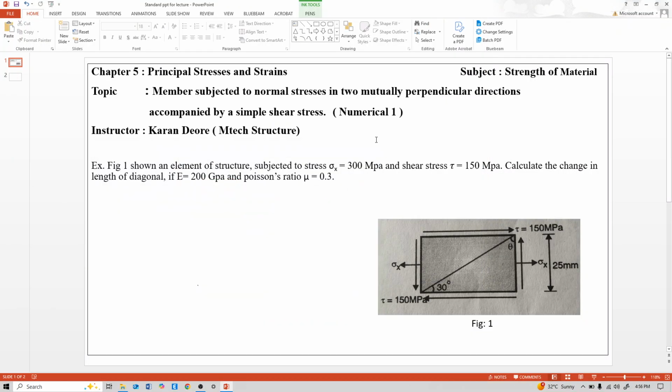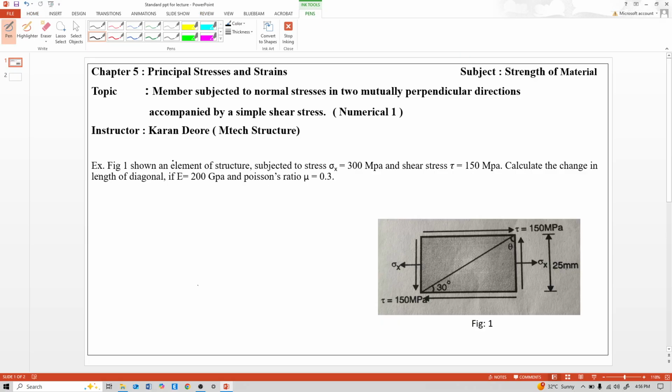Today in this video lecture, we will see numerical 1 on the topic member subjected to normal stresses in two mutually perpendicular directions, accompanied by a simple shear stress. Figure 1 shows an element of a structure subjected to sigma x. Stress in x direction is 300 MPa and shear stress is 150 MPa. Calculate the change in length of the diagonal, if Young's modulus is 200 GPa and Poisson's ratio is 0.3.